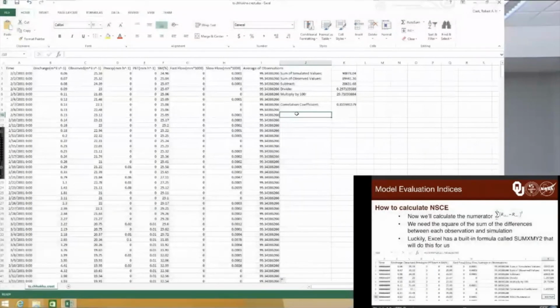Now I want to calculate the numerator. So I'm going to type in Nash numerator, and I'm doing this in cell J10, and then inside cell K10.